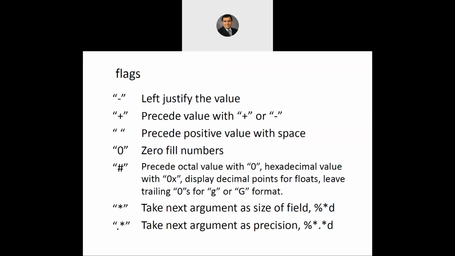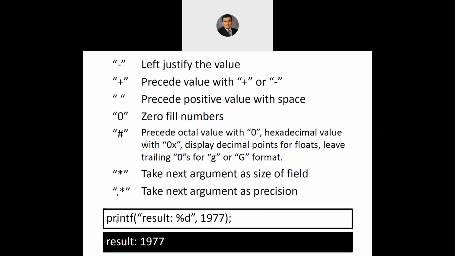We also have flags associated with our printf. These are some of the flags associated with printf. Let's see how some of them work. If I say printf result %d, it will show me the integer value, %d means integer value, 1977. What if I put 10 before d? That means show me 10 spaces after result. So there will be 10 spaces after result, and then it will show you 1977.